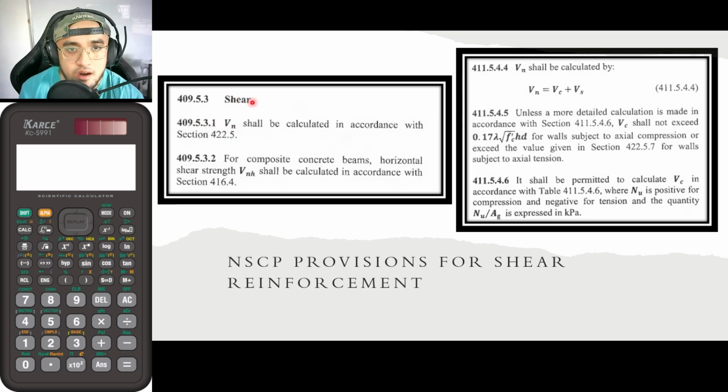Let me just go to the code provision itself. For shear, that is Vn. Vn shall be calculated in accordance with section 22.5. We would be going there later on. It is said here that Vn is equal to Vc plus Vs, whereas Vc is the strength of concrete, and Vs is the strength of the steel.